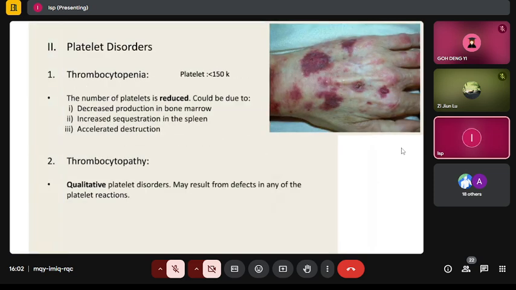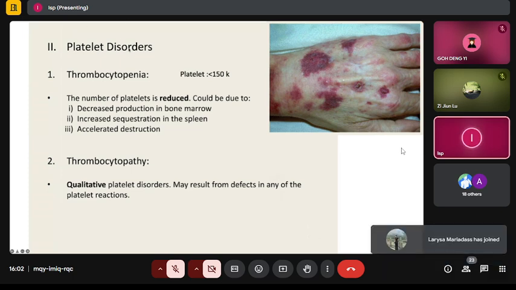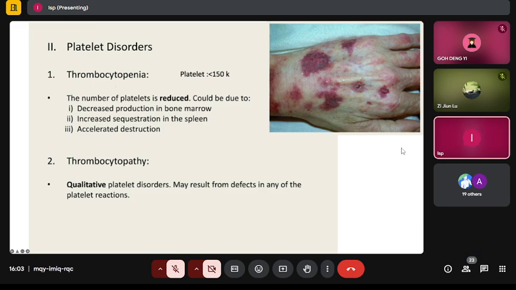All right. Next will be platelet disorder. So low platelets or abnormality with the platelet quality. Okay. Quantitative or qualitative disorder. Quantitative means thrombocytopenia, low platelet count. Our normal platelet count is 150 to 400,000. Anything less than 150 is low.